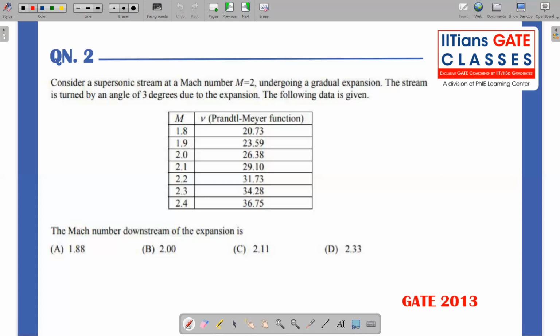Consider a supersonic stream at a Mach number M1 undergoing a gradual expansion. The stream is turned by an angle of 3 degrees due to the expansion. The following data is given. The Mach number downstream of the expansion is. So straight away, whatever is above 2 is not needed for us, because it is going through a gradual expansion, so that means it is accelerating. So I am expecting an expansion wave, like this.